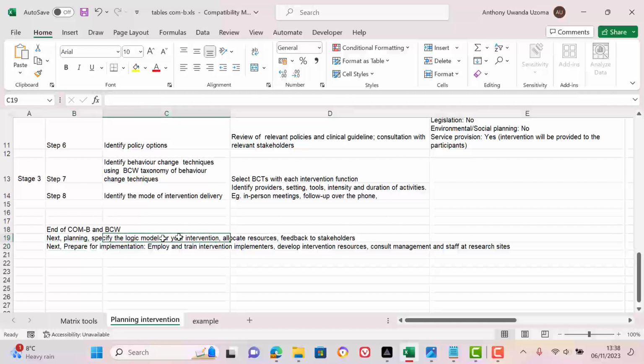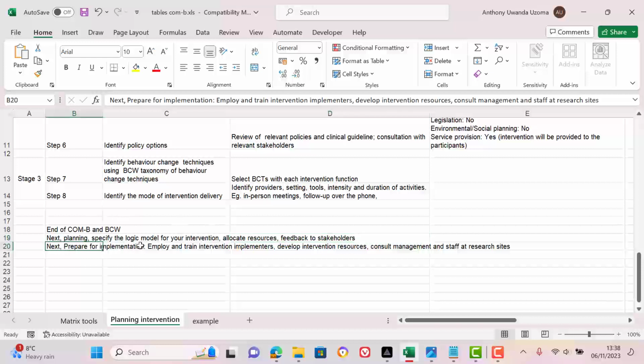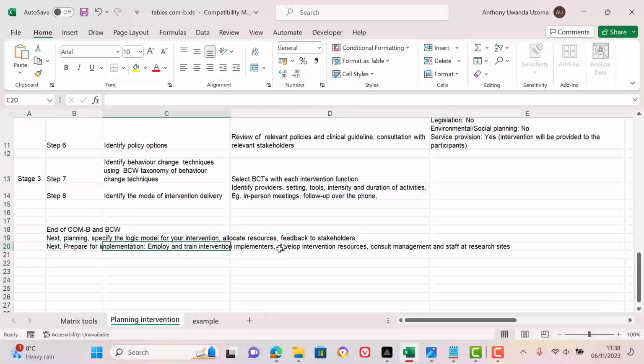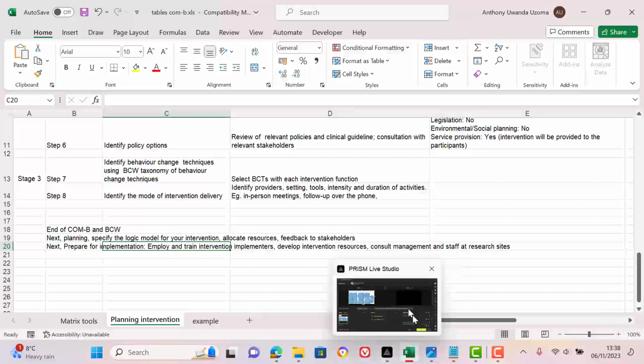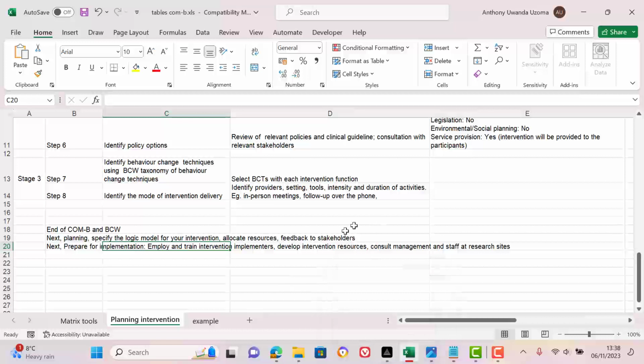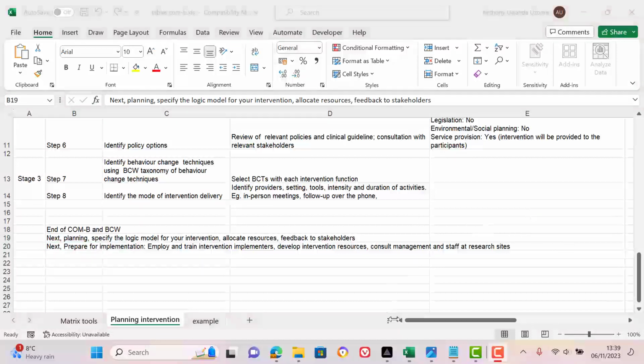Planning: specify the logic model, allocate resources, and then give feedback to your stakeholders. And then the last step is to prepare for the implementation. So you employ and train implementing partners, develop intervention resources, and then consult the management and staff at research sites. So that is that. To go into more details about the logic model, you need skills of project management. But the video is almost 1 hour, so we're going to stop at this point.